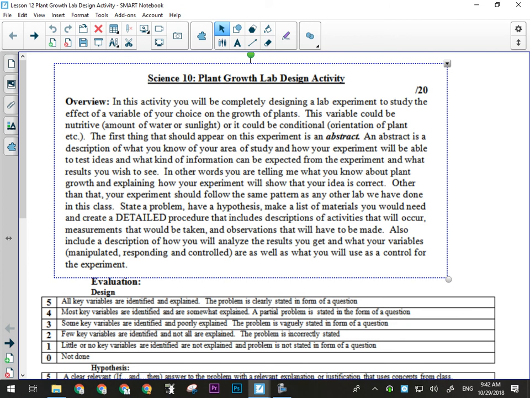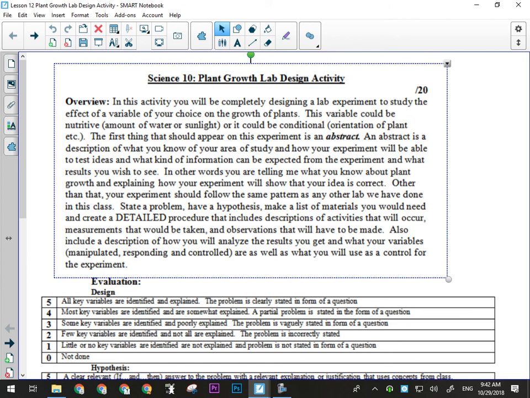So that sort of makes sense what the expectations are. Like we said here, you'll have your abstract. And then you'll have basically your regular setup, a detailed procedure that includes descriptions of activities, measurements, and observations that will be made, and include a description of how you would analyze your results. So, say after 6 months, all the carrots will be dug up and they will all be measured and weighed and compared, and then we can draw a conclusion on the effect of blah, blah, blah on the growth of carrots. Something like that.